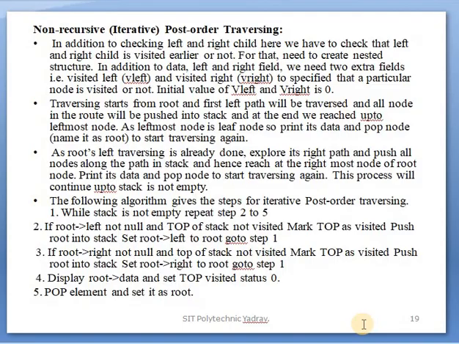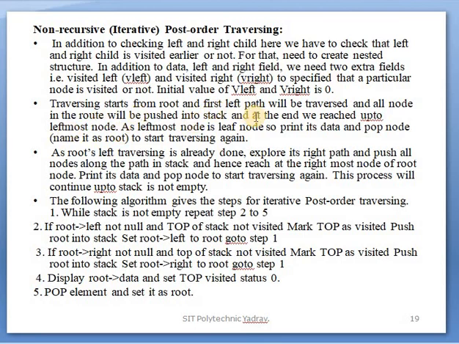Clear that? Non-recursive iterative post order traversal. In addition to checking the left and right child, here we have to check whether the left and right child were visited earlier or not. For that we need to create a nested structure. In addition to data and left and right child, we need two fields: visited left and visited right, to specify whether the particular node is visited or not. Initially we say the values of v left and v right are 0.